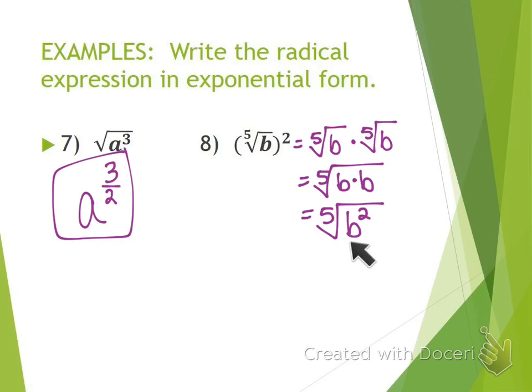Are we all okay with that? Yes. Okay. But that's not what they want. They want it in exponential form. So we need a B with a fraction. What's the exponent? 2 over the index. 5. So B to the 2/5. Questions about number 8?